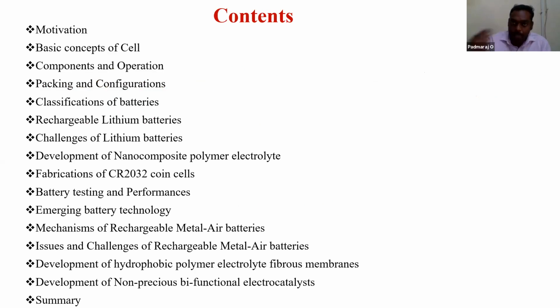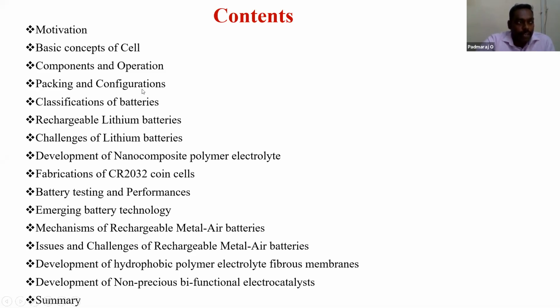Now I am coming to the content of my presentation. I have written many things in the content part, but no need to fear, I will complete as soon as possible. First, the motivation of my presentation, then the basic concepts of cells and batteries, then components and their operations. What components exist in the cells or battery, and how it operates. Then packing and configuration.